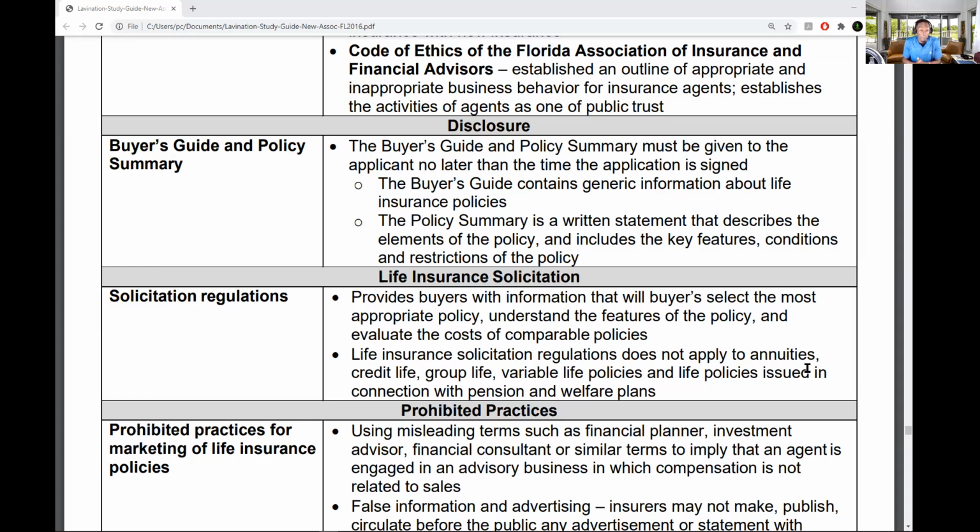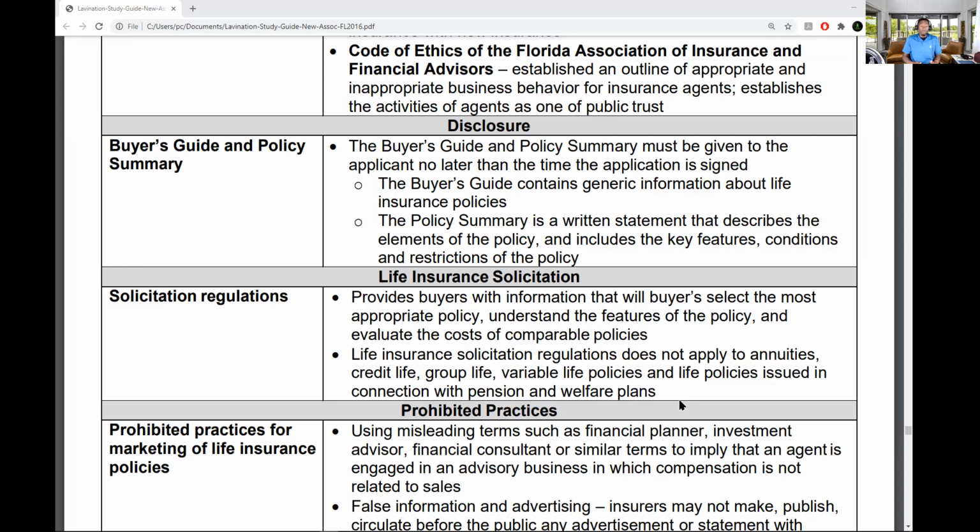Variable life insurance policy, it does not apply. Now, I could see why variable life insurance may not be included, even though it's life insurance, because part of it is an investment as well. So they say it doesn't apply to this type of insurance. Also, life insurance issued in connection with a pension. Some people work at a place where they have a pension plan that comes with life insurance. The rule does not apply to that as well. And also some welfare plans. So you need to know where the rule does not apply.